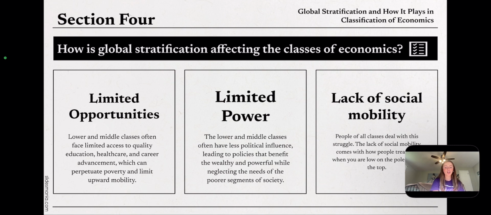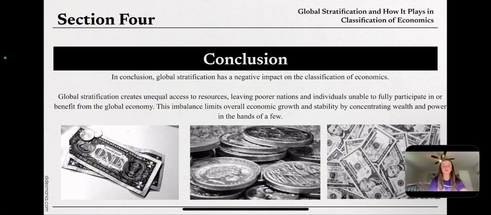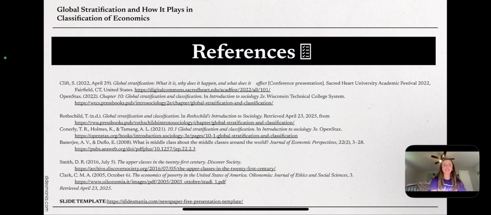The classes in economics are hard for so many different reasons. Each class has its own problem. With limited opportunities, limited power, and the lack of social mobility, it is all hard. Global stratification creates unequal distribution to many different things. This creates a hard discouragement to those trying to move up in the world. In conclusion, global stratification has a negative impact on the classification of economics. Wow, this is really deep and hard to understand if you don't see why global stratification is so deep.